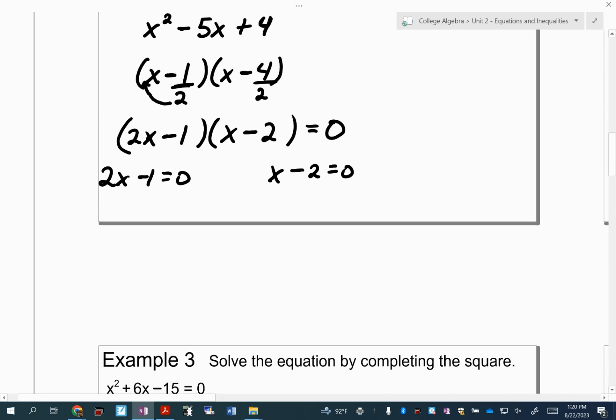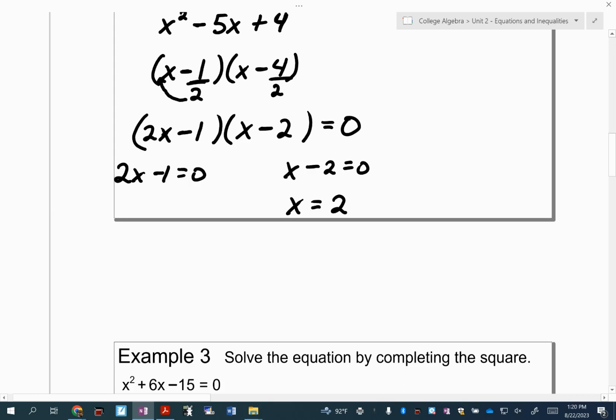All right, this one's probably more straightforward to see. 2 minus 2 is 0. This one might be a little tougher, so if you move the minus 1 to the other side, you get a positive 1. And if you divide both sides by 2, you get x equals 1/2.